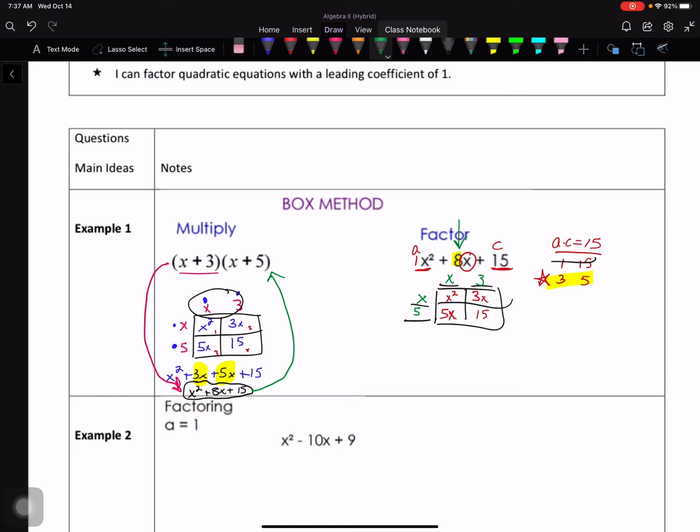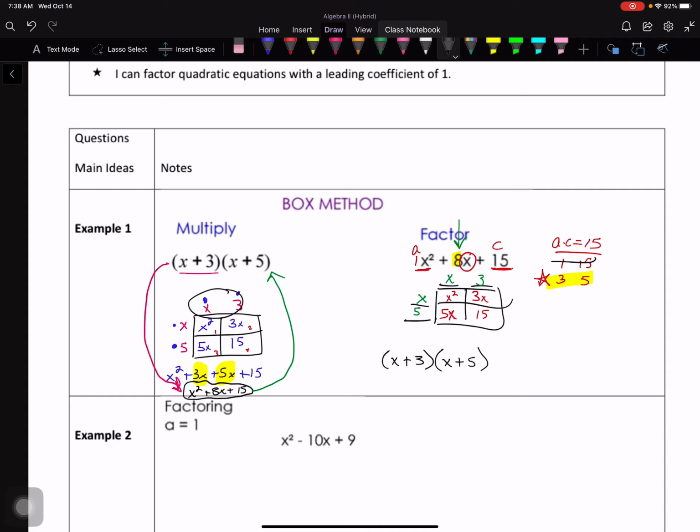If you're not sure you did it right, just go back and multiply. x times x is x squared. x times 3 is 3x. 5 times x is 5x. 5 times 3 is 15. If you get all the numbers back when you multiply, then you know you factored correctly. The last thing then is just to write your answer. From the top, we get x plus 3 because it's a positive 3. From the left side, we get x plus 5 because it's a positive 5.